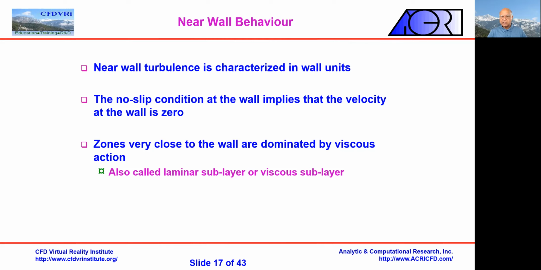Also, there's a no slip condition at the wall. That means the fluid must have the same velocity as the wall. If the wall is moving, the fluid is moving at the same speed. If the wall is stationary, the fluid is stationary. So zones close to the wall are dominated by viscous action. That's where the gradients are larger, and that's where the action happens. And this is called the laminar sublayer or the viscous sublayer.